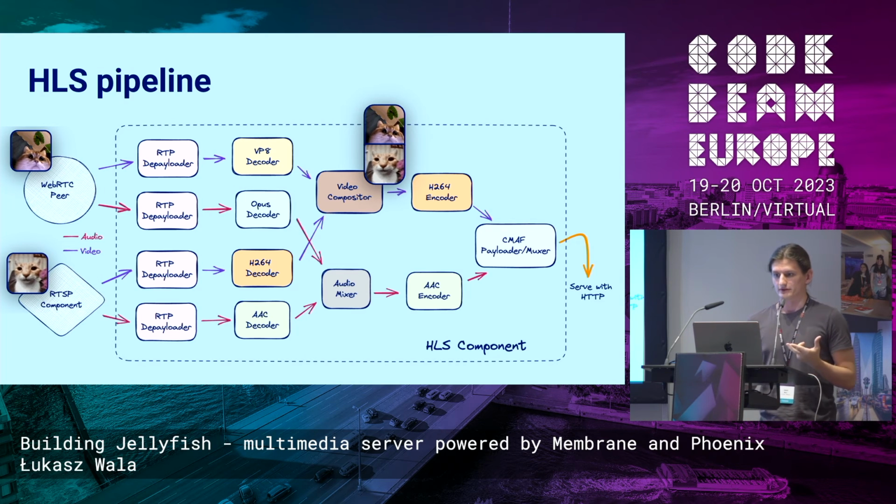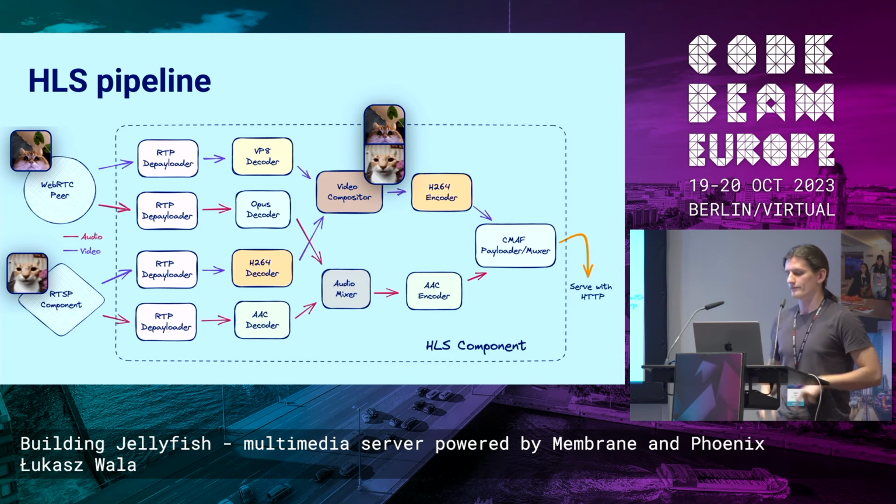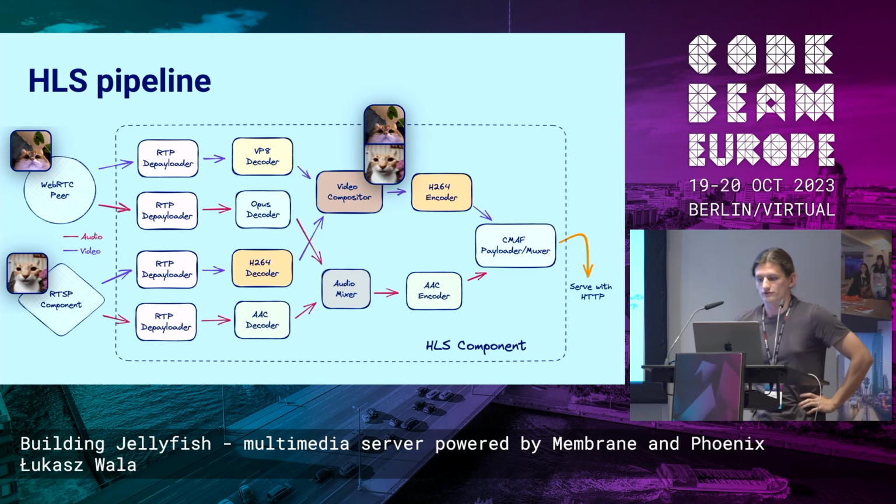Then we have to decode the media in order to mix them together. So we use VP8 and H.264 decoders. These are different types of video codecs, basically. And we use an Opus decoder and an AAC decoder. These are audio codecs to decode the audio. Then all of the video is fed into the video compositor, which composes the video onto one frame like you've seen in the demo. And all of the audio is mixed into a single stream.